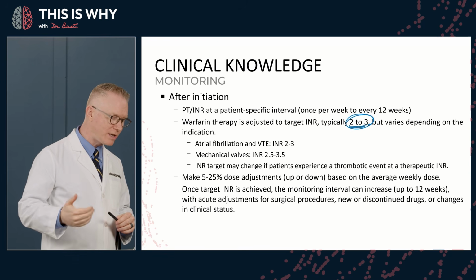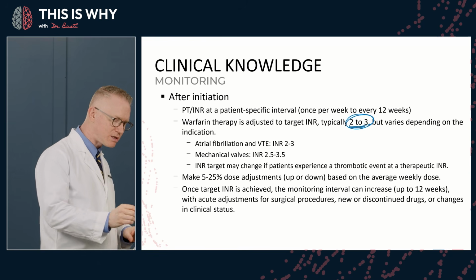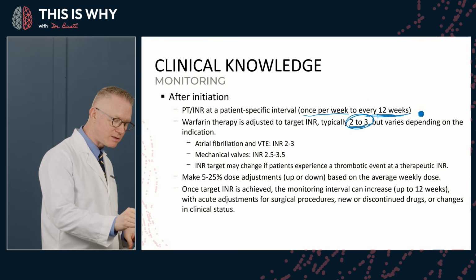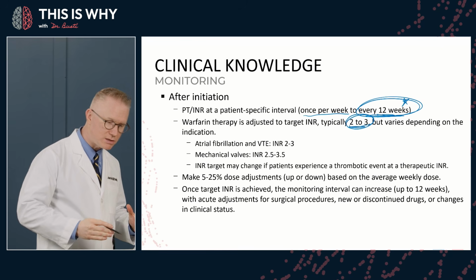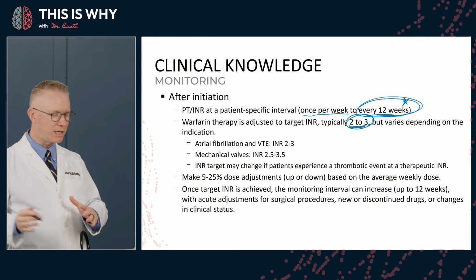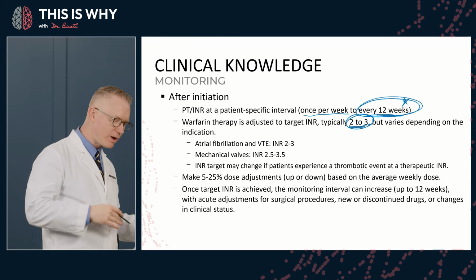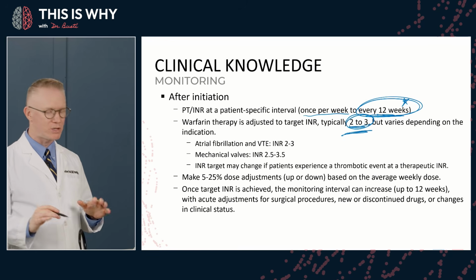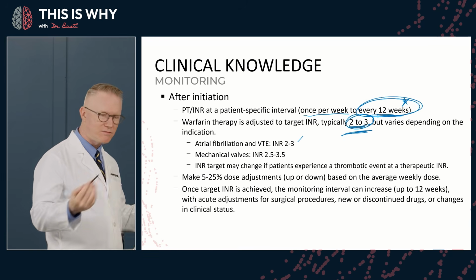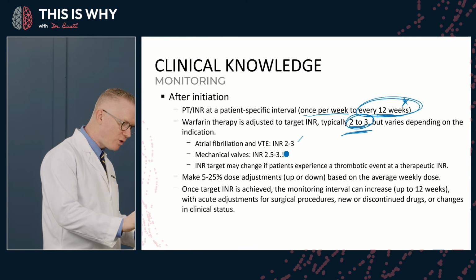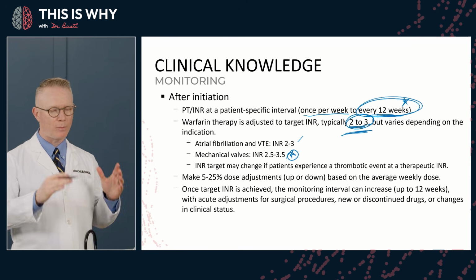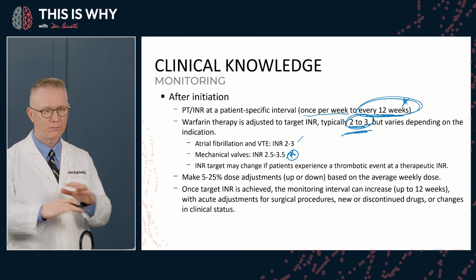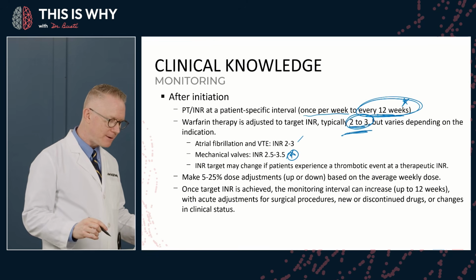But our goal is to get them to an interval of usually once per week to every 12 weeks when they're stabilized. This is someone who's consistent, reliable, compliant, predictable, and their INRs are not going all over the place. Now, our goal INR, which you need to memorize and know, is 2 to 3 for most patients. Okay, AFib, DVT, PE. But if you have a mechanical heart valve, it is higher. It's 2.5 to 3.5. Because we don't want that mechanical valve to clot off. That's it for the patient, right?